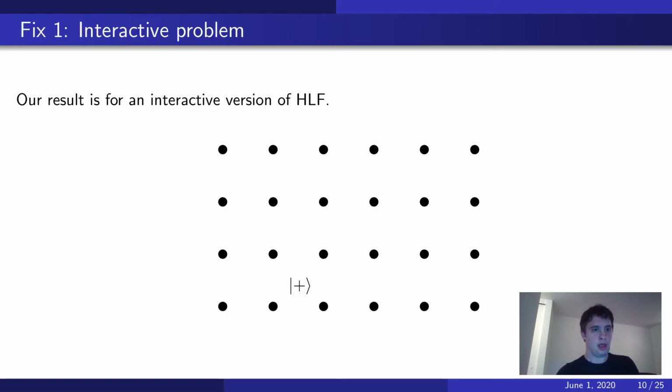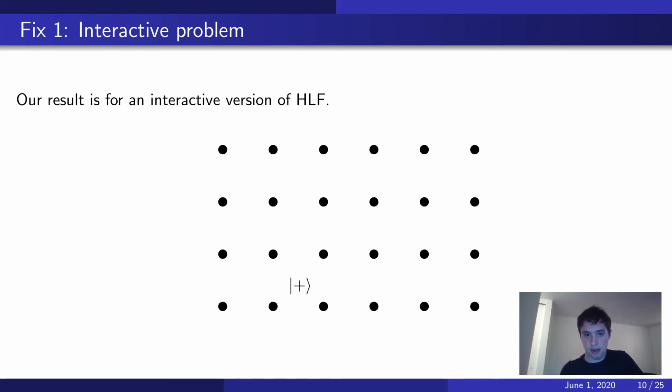Okay, so we're going to define an interactive version of HLF, and we're going to do it the same way we did with HLF. We're going to define a quantum circuit that solves the problem, and then the problem will be to do what the quantum circuit does, mimic it as close as possible, but not necessarily sample.